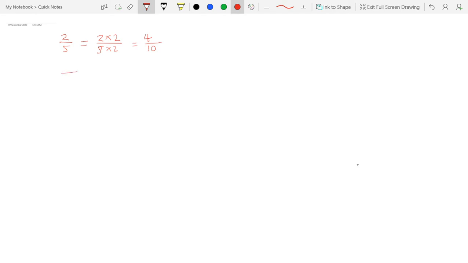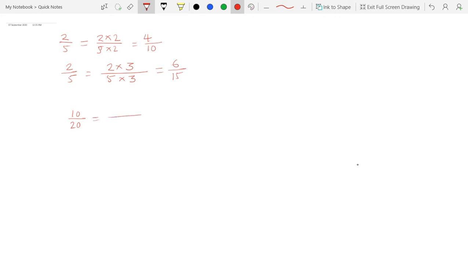You can find it this way. Another equivalent fraction: suppose you want to multiply by 3. If you multiply 3 with the numerator and denominator, which number will come? 6 by 15. That means 6 by 15 is also an equivalent fraction of 2 by 5. And equivalent fractions also come from dividing the numerator and denominator by the same number.